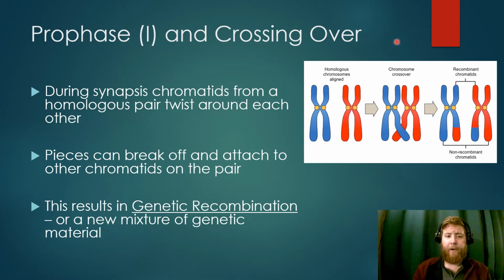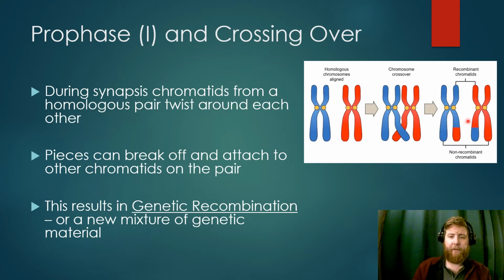Because of this, we get some brand new genes and mixtures of genes that have never happened before. So randomly during this synapsis, chromatids from the homologous pair will twist around each other, parts will break off, and they will reattach. As you can see, these new chromatids here are completely new. It's mostly dad's DNA here, but it's got a little bit of mom's DNA. This is called genetic recombination, and this is a mixture of genetic material that has never occurred before in the human population. That's the really big perk to this meiotic process.